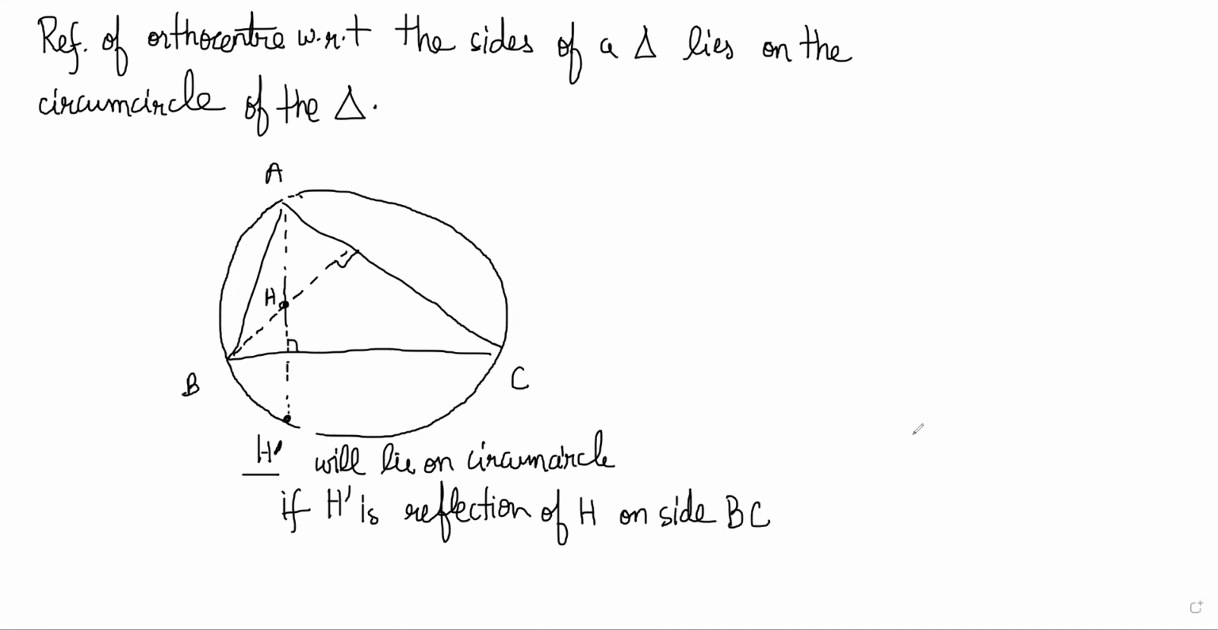What do we mean by reflection of a point on a side? We mean that they will be perpendicular and the distances will be the same, this will be equal to this, right? So if we connect BH dash and H dash C, we can prove congruent triangles. Which triangles are congruent?